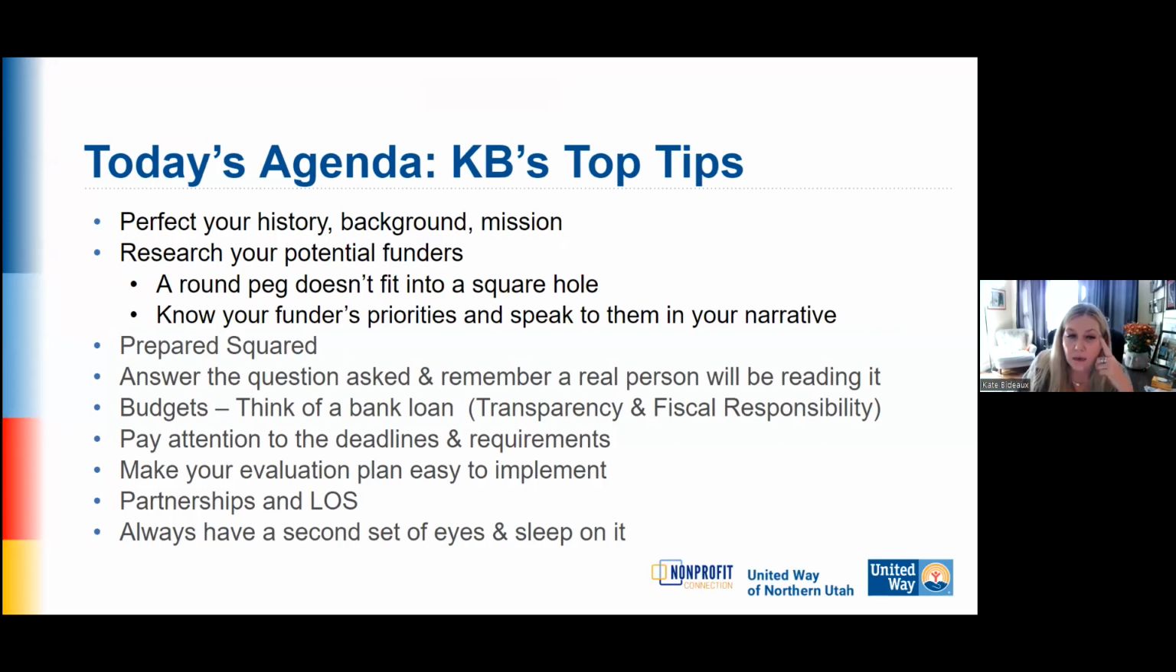So today's all going to be about what I call my top tips on grant writing. And so these are the top tips I have. Perfect your mission, your background, your history. Research your potential funders, for 2 reasons. One is a round peg does not fit into a square hole. And number 2, you should know your funders' priorities and speak to them in your narrative. Prepare squared is something that I talk about. We'll talk about that later.